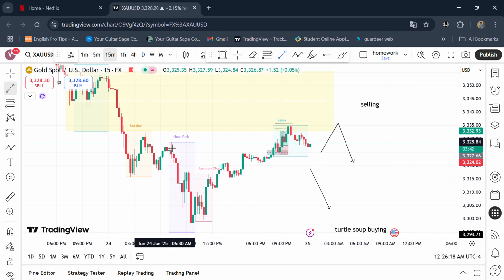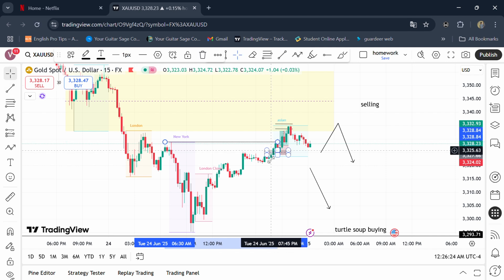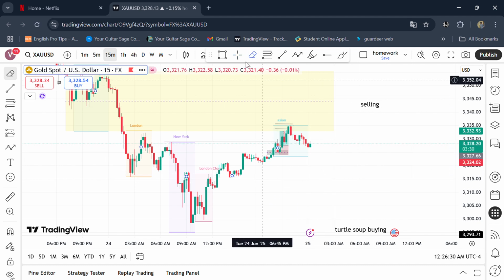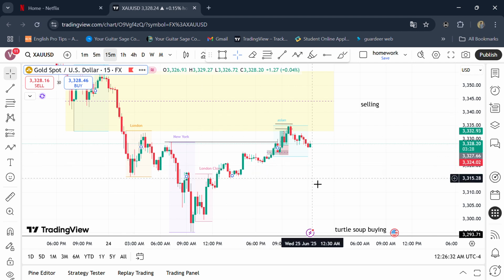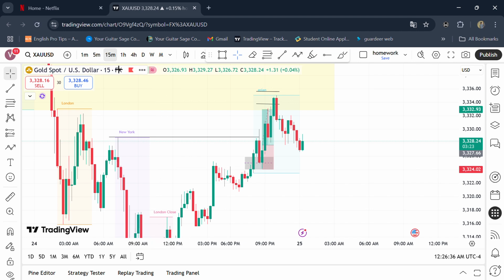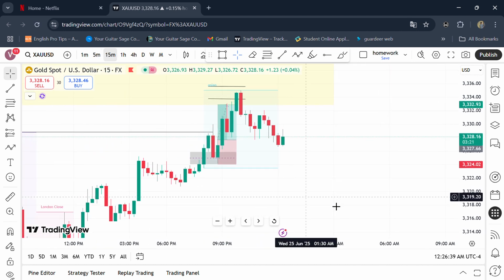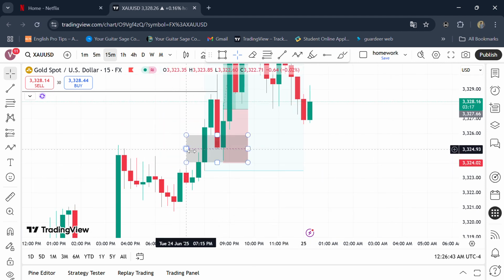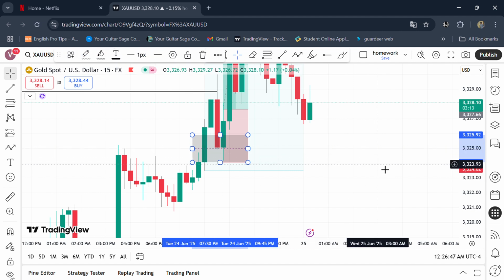You'll see, first of all, in the beginning of the day, price took last day's New York high. It took its liquidity, and then it retraced into a 15-minute FVG, which was formed here, as shown with a black box.